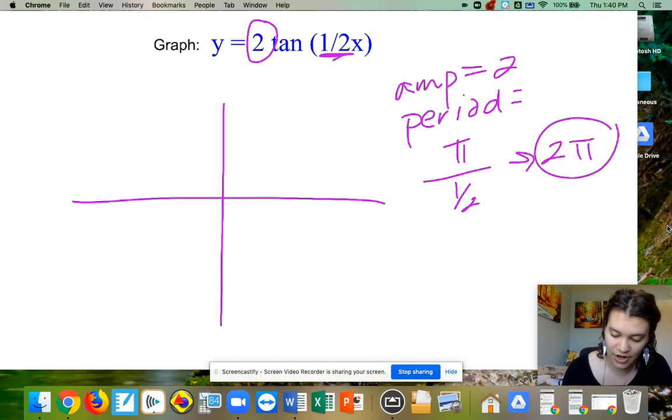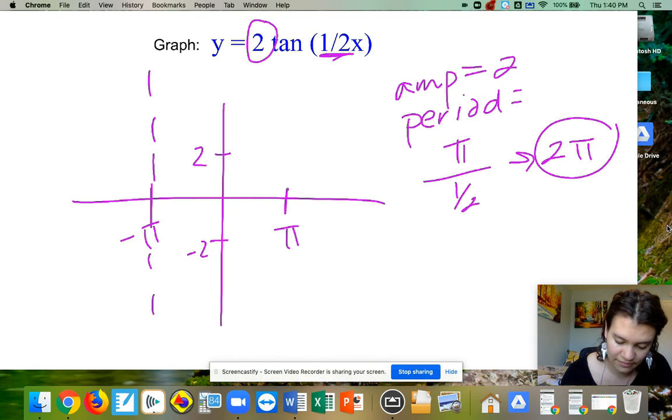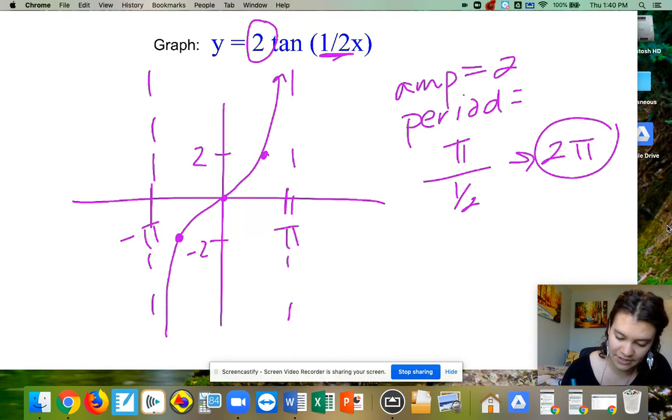So to sketch your graph, take half of your period on either side of 0, so pi and negative pi, and mark your amplitudes. And we want an asymptote first, and then at negative 2, 0, positive 2, asymptote, and connect, and you get something like this. And you can keep going, you can graph more than one period, but that's all you really need to graph.